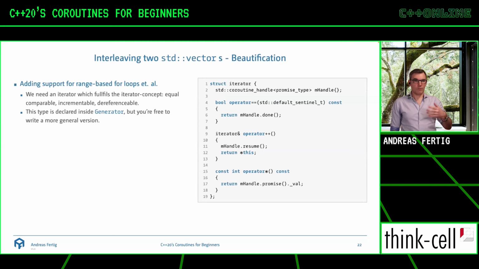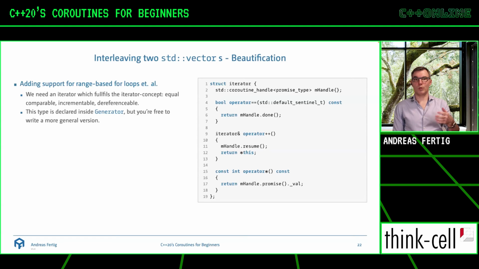For an object to be usable in a range-based for loop, the object must satisfy the iterator concept. So better, the function must provide the two member functions begin and end, and the types they return must satisfy the iterator concept. So that means here my iterator part comes into play.